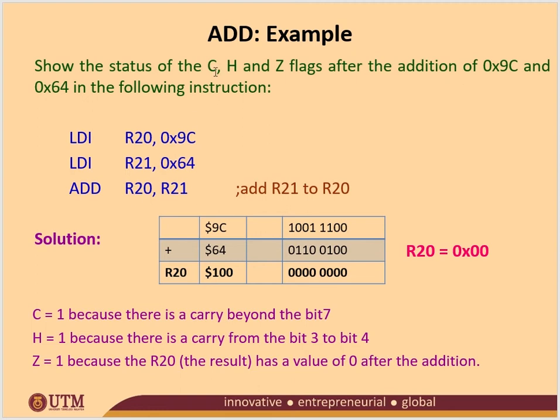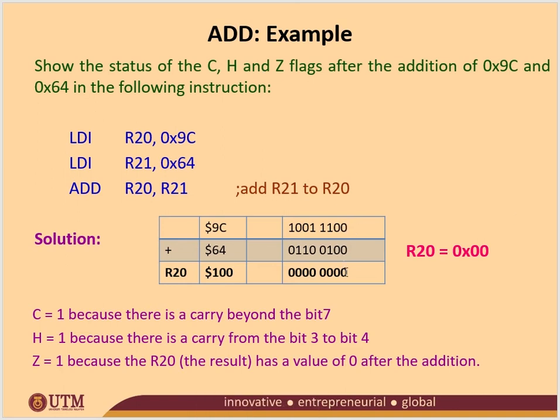Since you are going to see the status of the C, H, and Z flags, what you need to do here is convert these values to binary numbers. Once you convert them to binary, you can determine your C, H, and Z flags. So this is the binary number after the conversion.